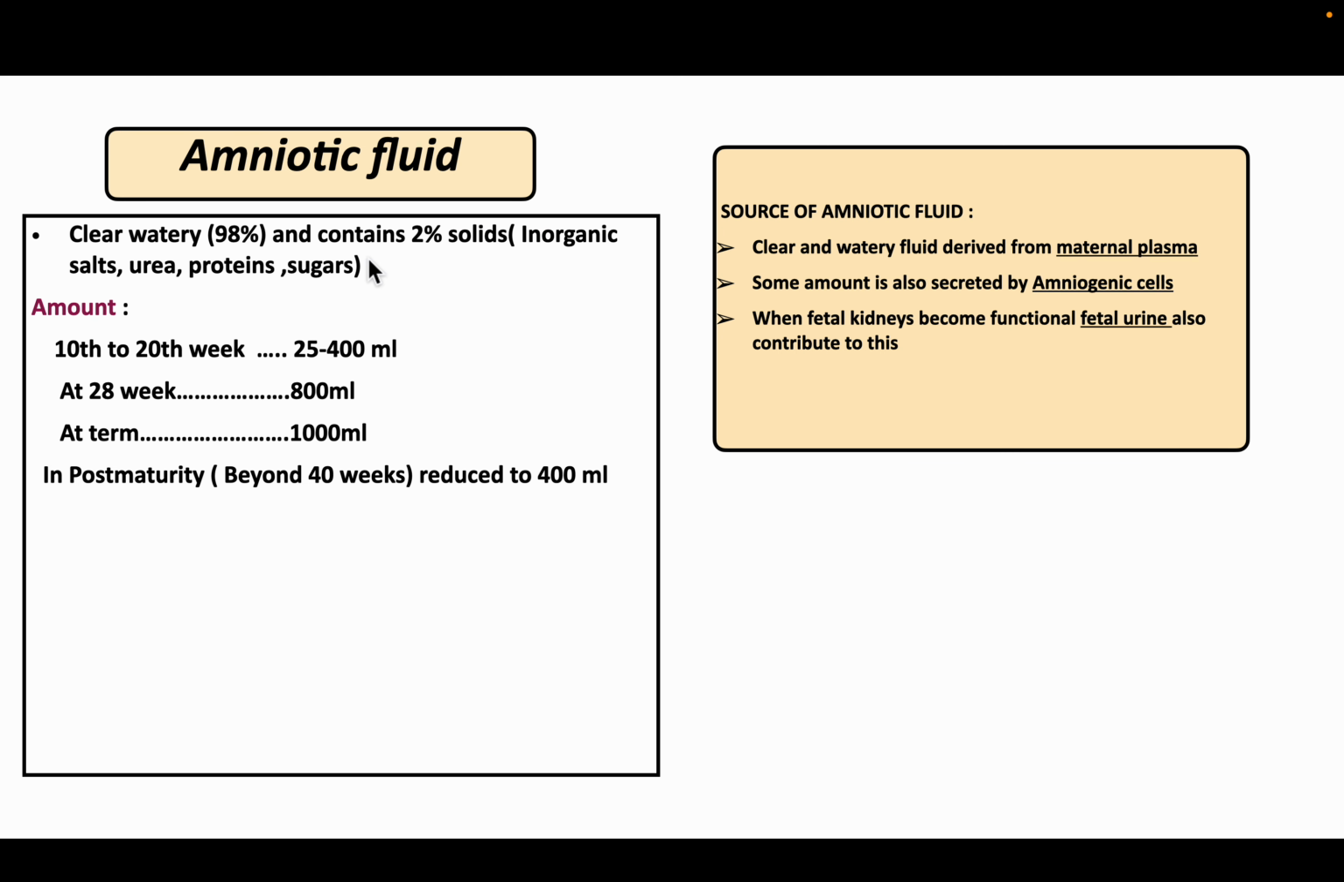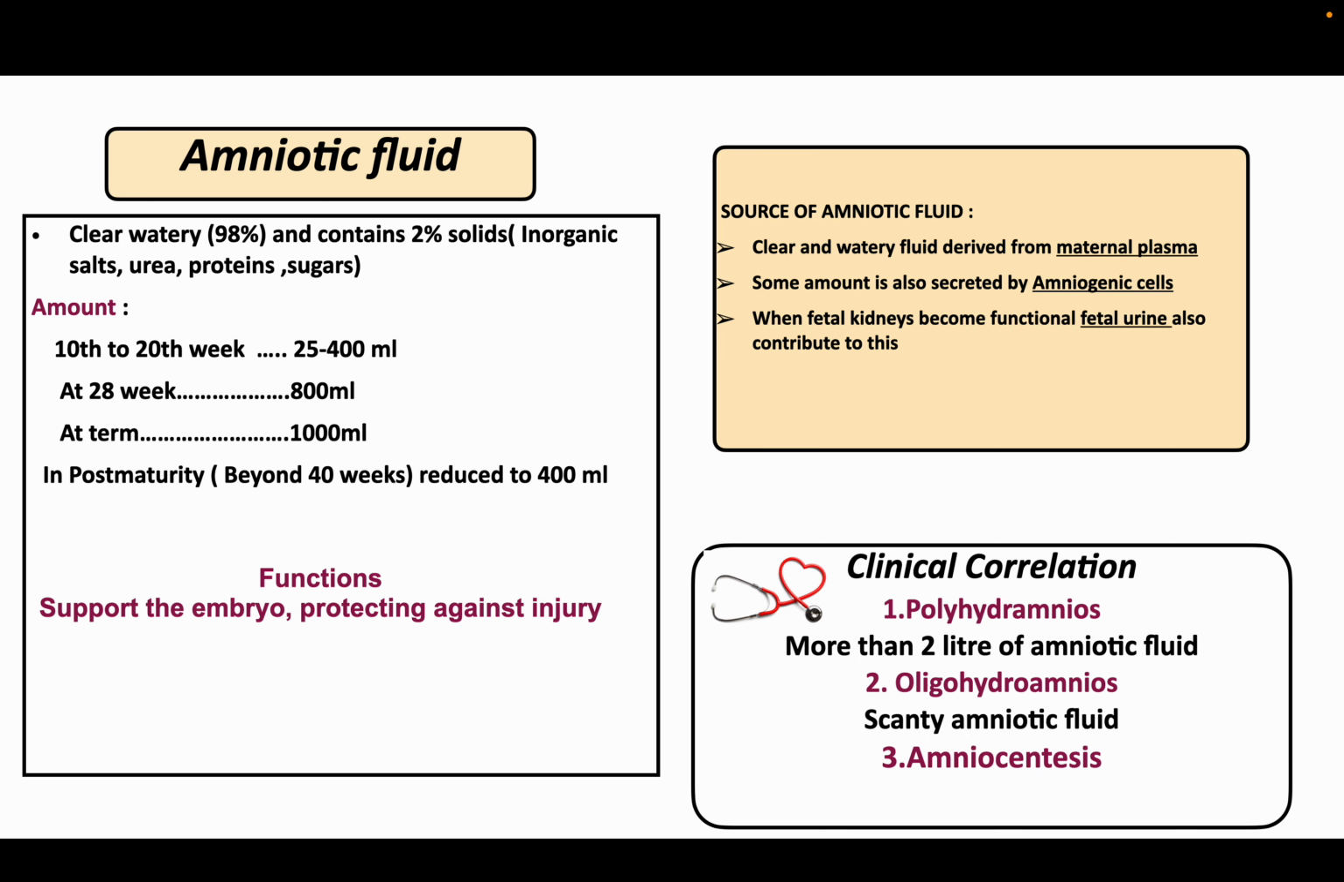Now basically what is this amniotic fluid? This is clear and watery, that is 98% of this fluid content is water and it contains 2% solids: inorganic salts, urea, protein and sugar. The amount between the 10th to 20th week is about 25 to 400 ml. At 28 weeks it is 800 ml, and at term it is 1000 ml. In post maturity beyond 40 weeks it is reduced to 400 ml. Now the function of this amniotic fluid is that it supports the embryo, protecting against injury.